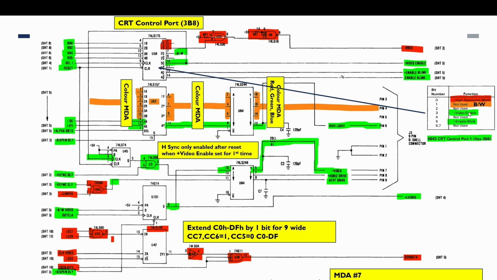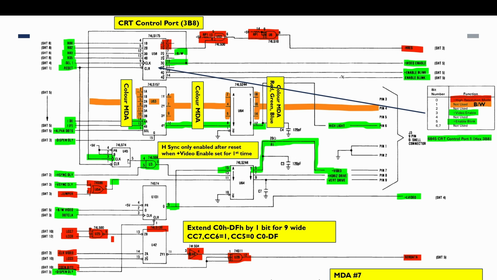Bit 3 is video enable. When the PC resets, this control port will be reset and cleared to 0, and until such time as video enable is set to 1, there won't be any video output coming out here. This bit of logic here takes the output for video enable and uses the reset, and what this will do is not output any horizontal sync signals until video enable has been set high the first time after a reset.